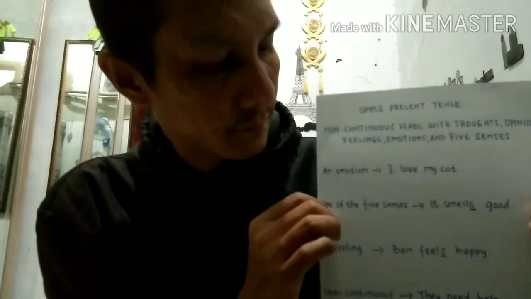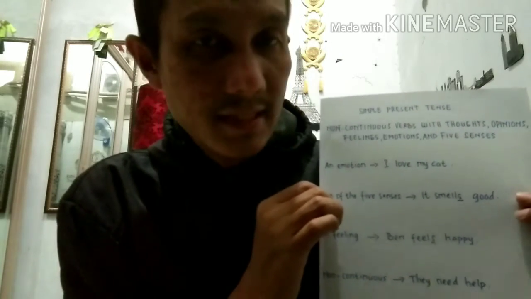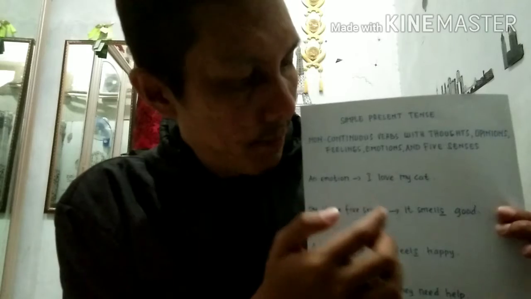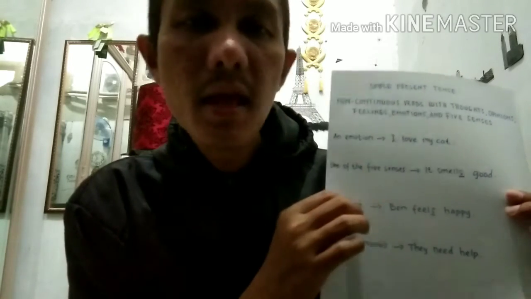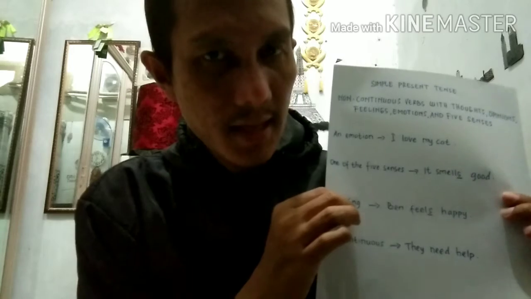Okay, next. It smells good. Smells shows one of the 5 senses. Why do I put s at the end of the verb? Because the subject is it. Alright? Okay, next. Ben feels happy. It's about a feeling. And don't forget, why do I put s at the end of the verb in this sentence? Because the subject is Ben. If we change Ben, the subject becomes he.